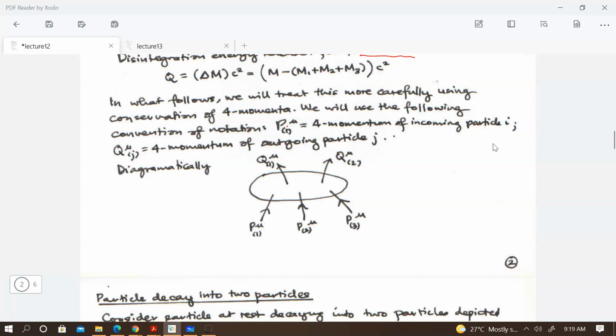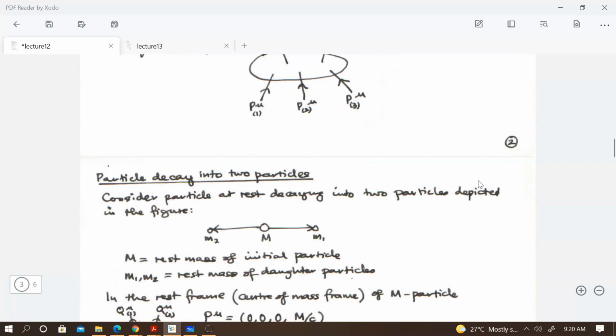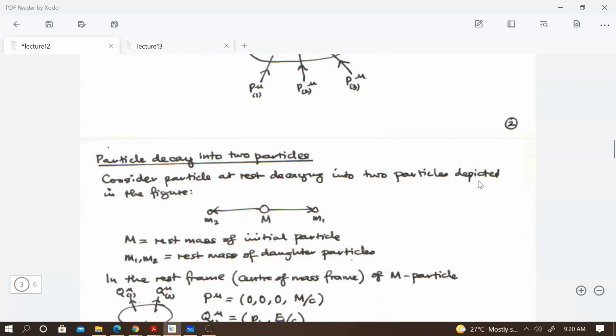So here's a diagram which has 3 particles going in and then 2 particles going out. Of course, it can be more general than this. Your P will denote incoming particles and your Q will denote the 4 momenta of the outgoing particles. We'll maintain this notation as a convention, so that you have a standard naming of the 4 momenta of the particles in the process. Then we start looking at certain processes of interest.